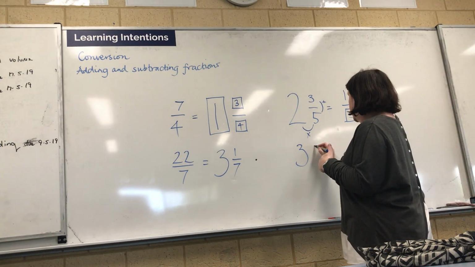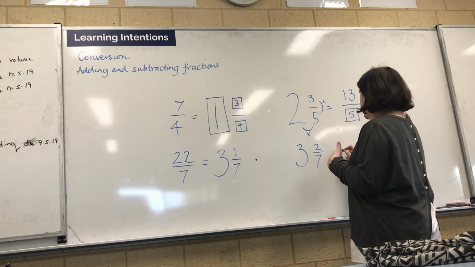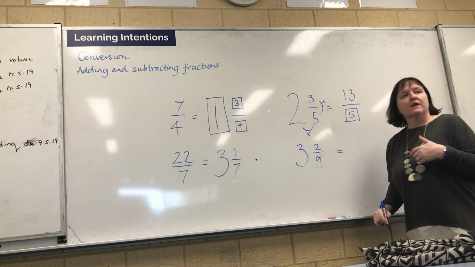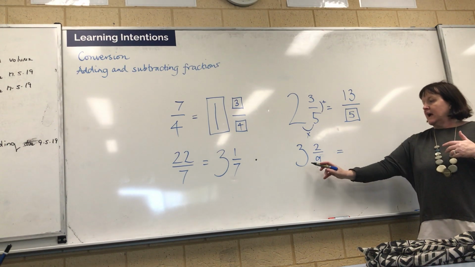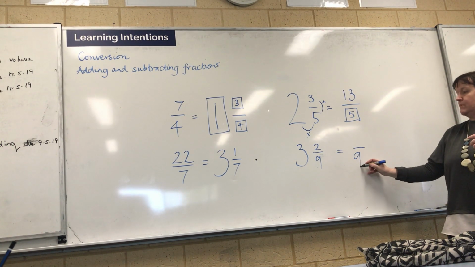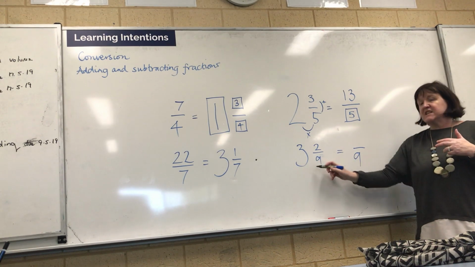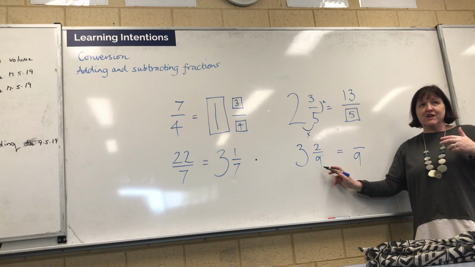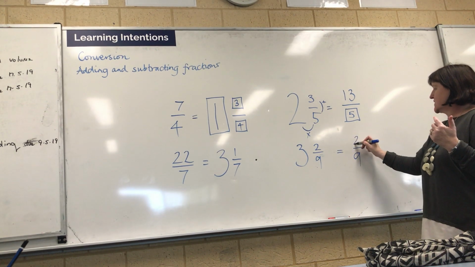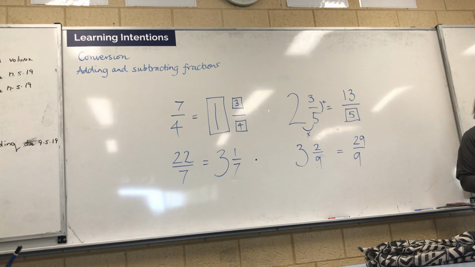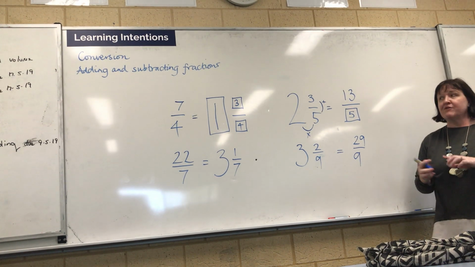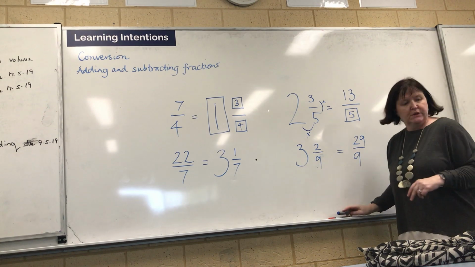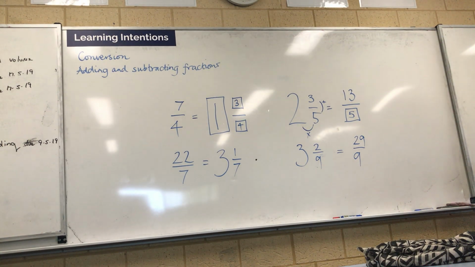Okay, so we've got 3 and 2 7ths. We'll do this one. Oh no, 3 and 2 9ths will do. So again, the denominator will stay the same, so 9. 3 times 9 is 27, add 2, 29. So that is 29/9. Is everyone happy with those? You're okay with doing that? Okay, good. I'll rub that out then.